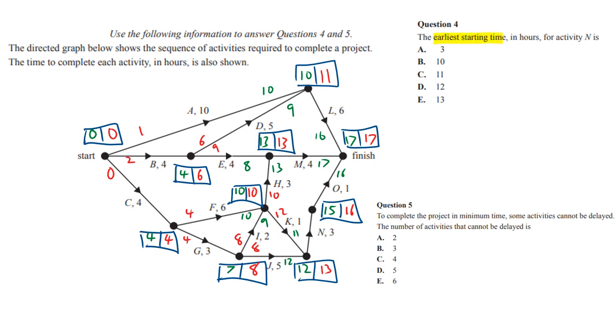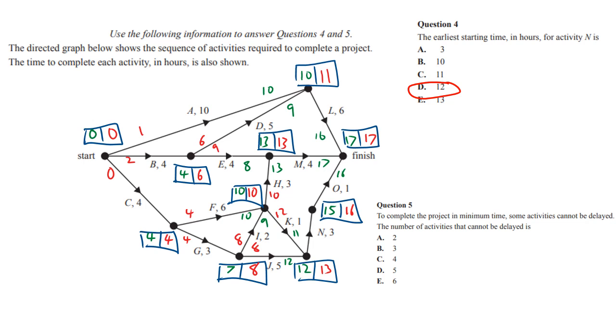We want the EST for N. So we're looking for the N, and the green number in the box before that is 12. So the answer must be D, 12. Fairly straightforward, that one.